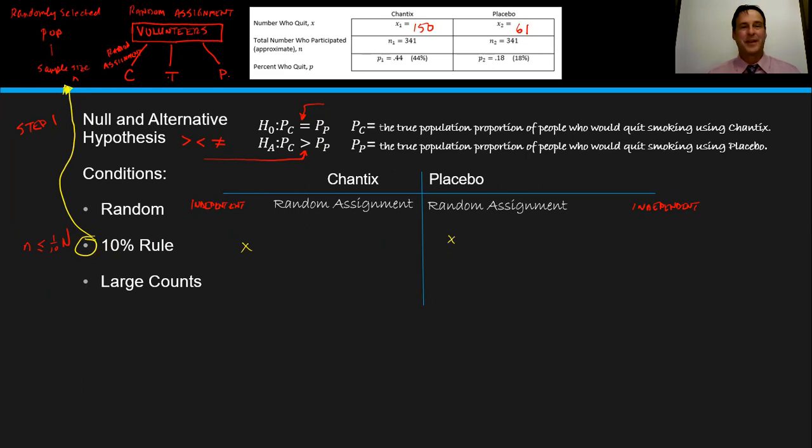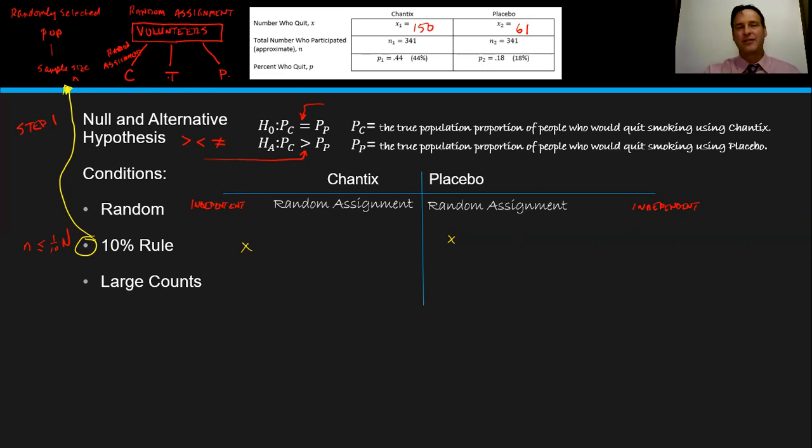There's no replacement. So that part is left empty if you have random assignment, as opposed to being randomly selected or an SRS. And you don't even have to write the 10% rule. You can leave it blank. You just don't even write it, okay? Last thing is large counts, okay?